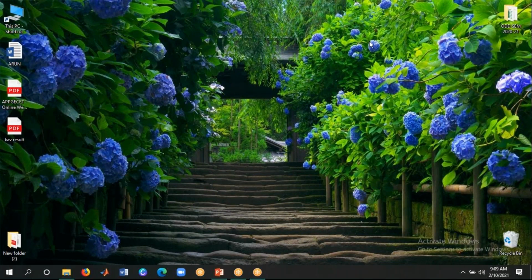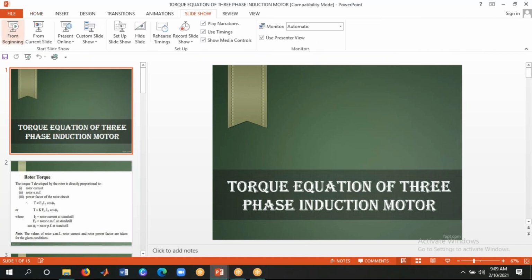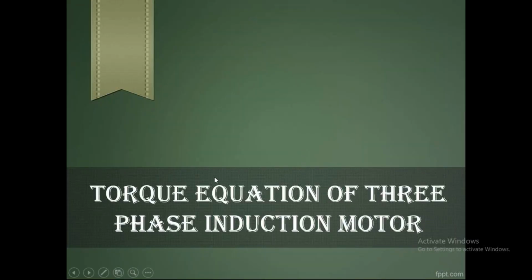Right. Today we are going to discuss the torque equation of three-phase induction motor. So let's move on to the topic. Which device can we compare with the three-phase induction motor?